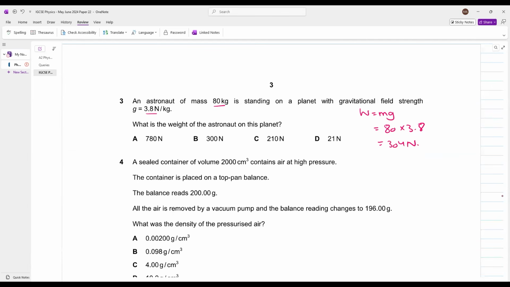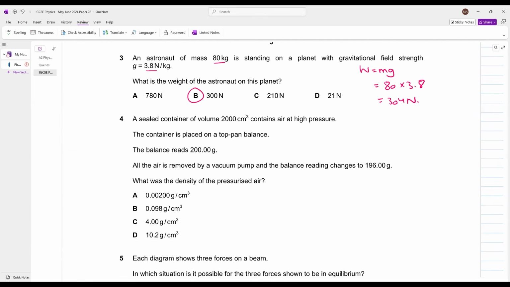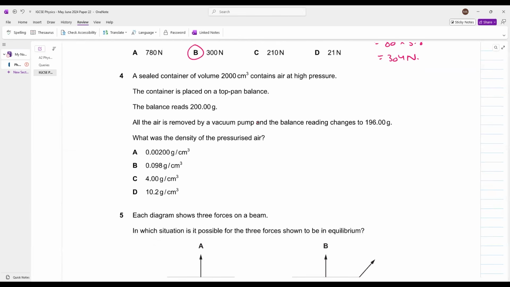304 Newton. B is your answer. Perfect. A sealed container of volume 2000 cm cube contains air at high pressure. The container is placed on a top pan balance. The balance reading is 200 grams. All the air is removed by a vacuum pump and the balance reading changes to 196 grams.